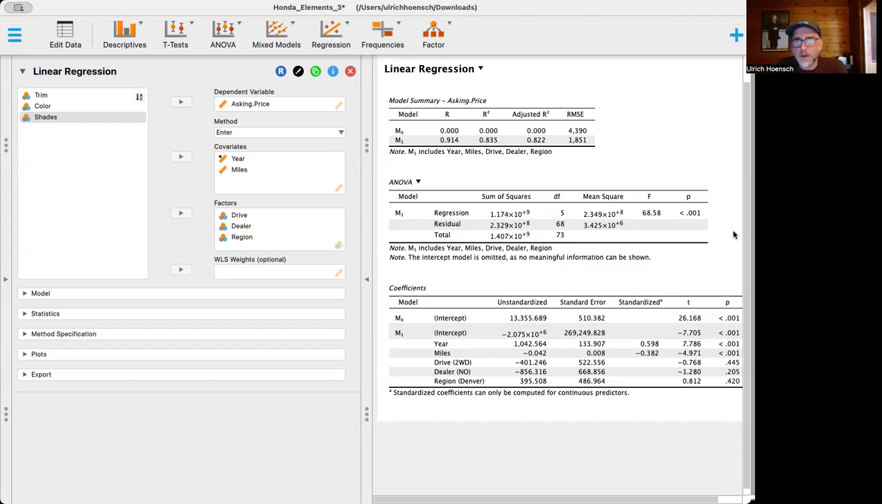So that's how we do multiple linear regression in JASP and the interpretation. I hope that made sense. I hope it is also clear what you have to do for the assignment that is based on the Candy data.